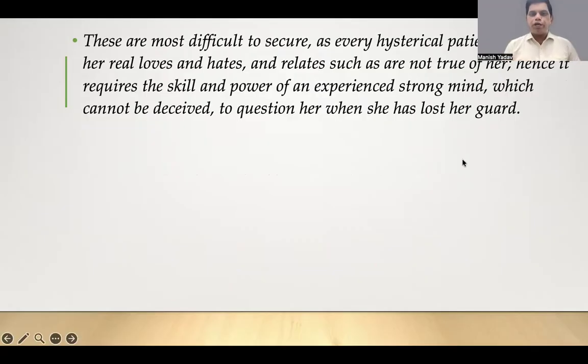These are most difficult to secure, as every hysterical patient conceals her real loves and hates, relates such as are not true of her. Hence, it requires skill, power of experience, a strong mind which cannot be deceived, to question her when she has lost her guard. And here comes the skill of a homeopath who has been trained in this, who has seen so many cases, maybe failed in so many cases, and he can catch her off guard and ask those symptoms.